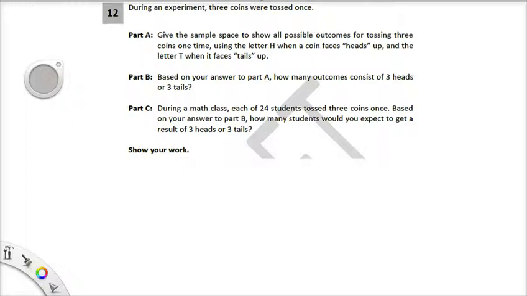In Part C, during a math class, each of 24 students tossed 3 coins at once. Based on your answer to Part B, how many students would you expect to get a result of 3 heads or 3 tails?